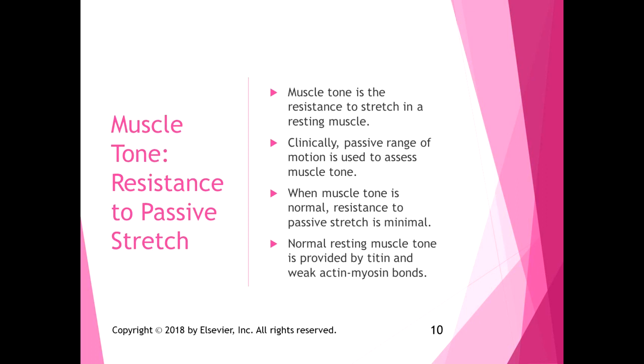The normal resting muscle tone is provided by that structural protein titin and those weak actin myosin bonds. So when we're testing for muscle tone in the clinic, we're going to do passive range of motion, and normal muscle tone means you can move that person through their passive range of motion with very little resistance. Okay, if someone does have resistance, we'll talk about abnormal muscle tone a couple lectures forward.